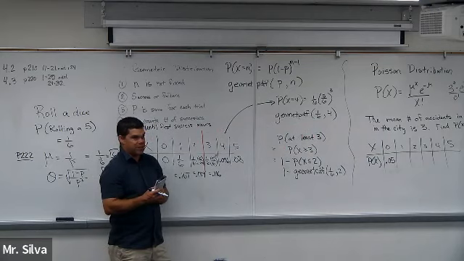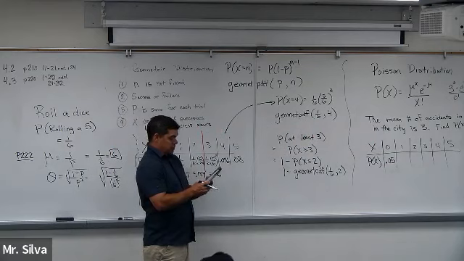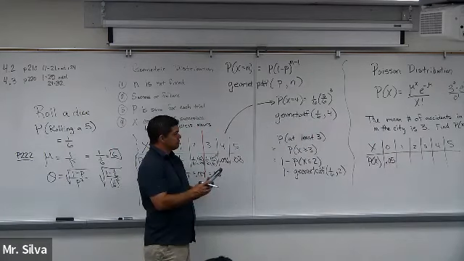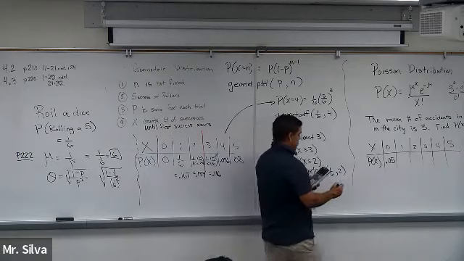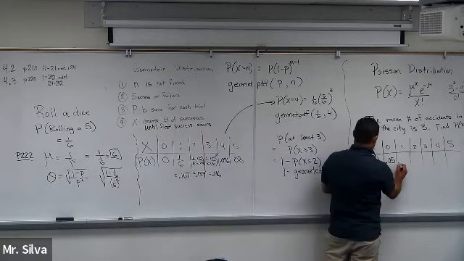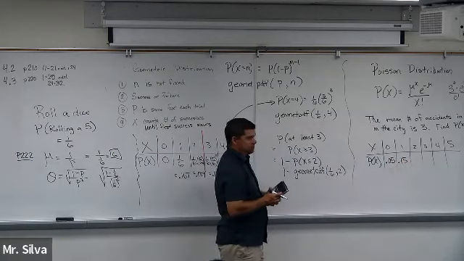On the probability x equals 1. 3 raised to the first power is 3, times e raised to the -3 power, divided by 1 factorial, is just 0.149. I just calculated the probability when x equals 1.